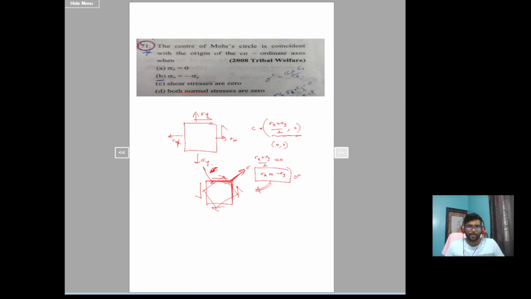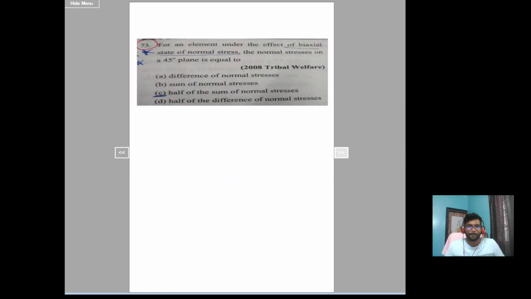Next one is, for an element under the effect of a biaxial state of normal stress, the normal stress on a 45 degree plane is equal to what? Now he is saying biaxial stress condition. Let's take this as a biaxial stress condition, that is sigma 1 acting here and sigma 2 acting here. These are the principal stresses.